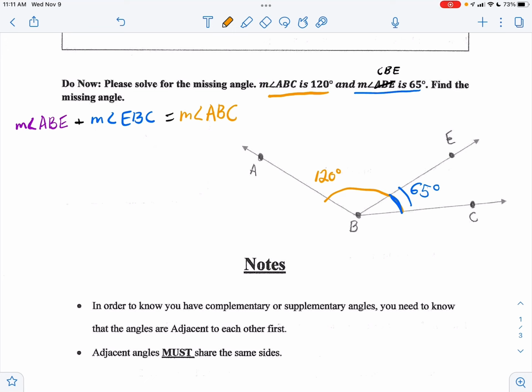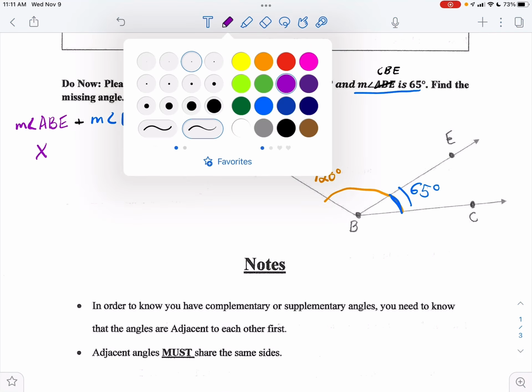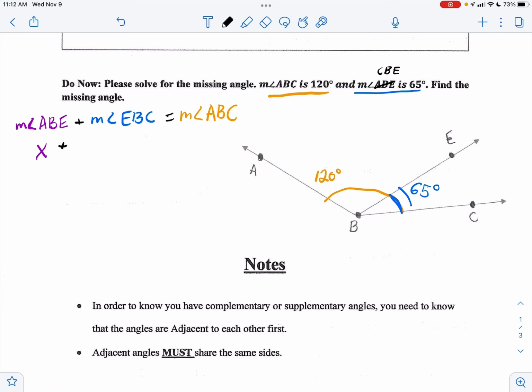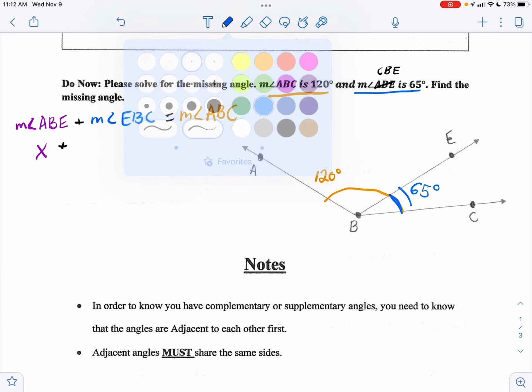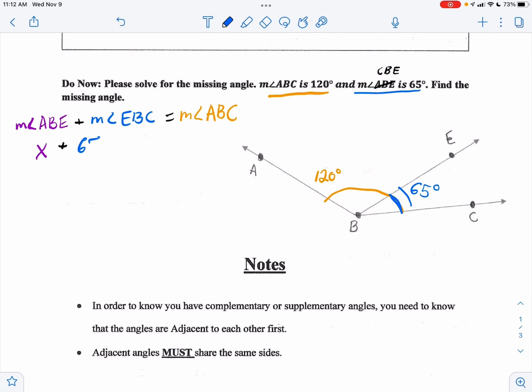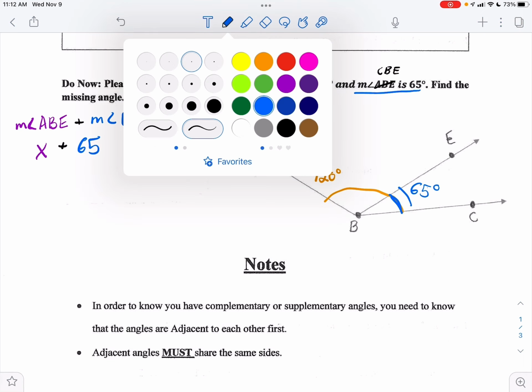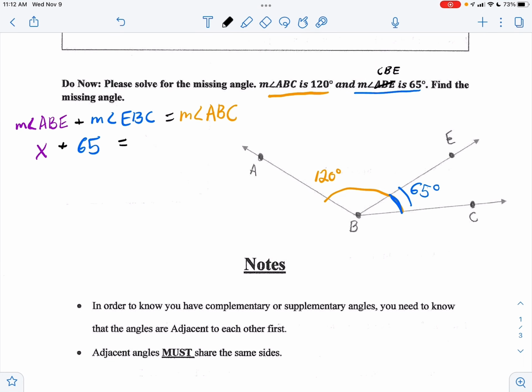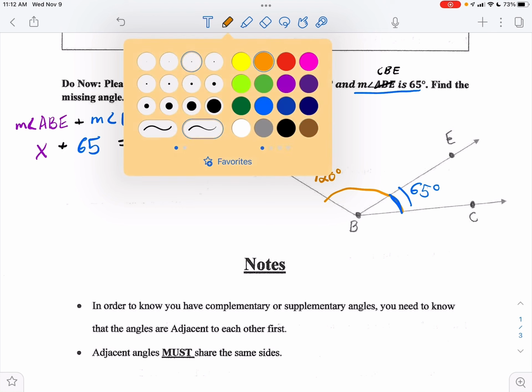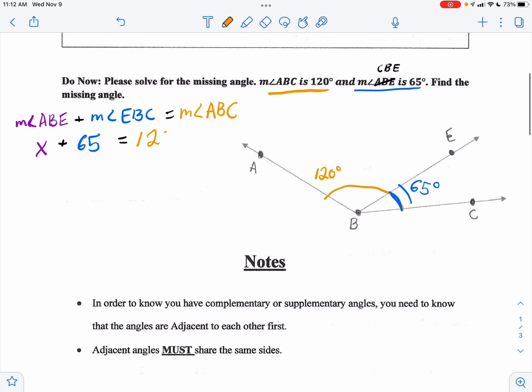And go ahead, we're going to substitute. We don't know what angle ABE is, right? So we're going to give that an X. So X plus, we know measurement angle EBC is 65, equals 120. So this is what you should have.